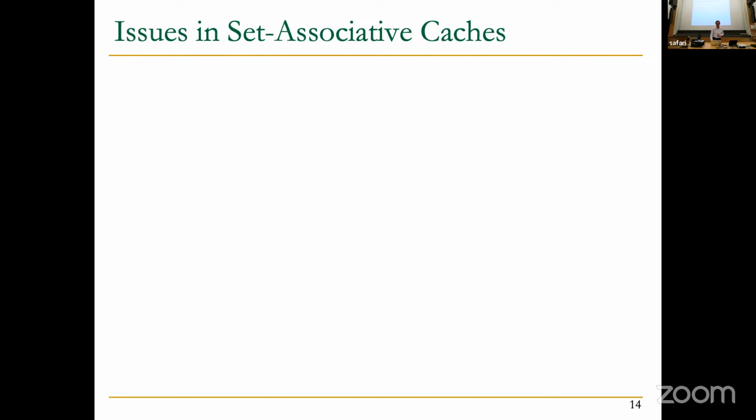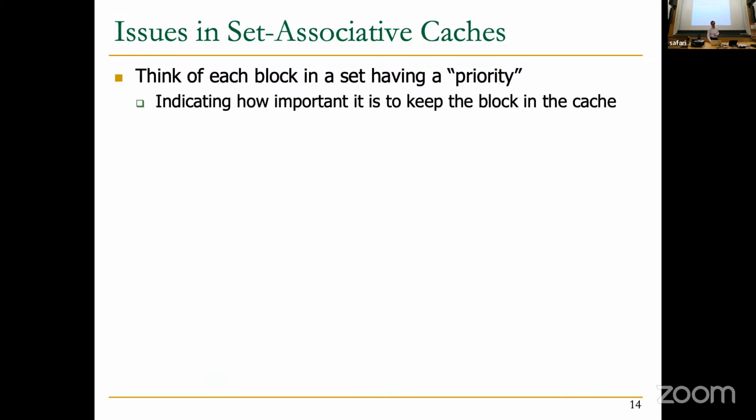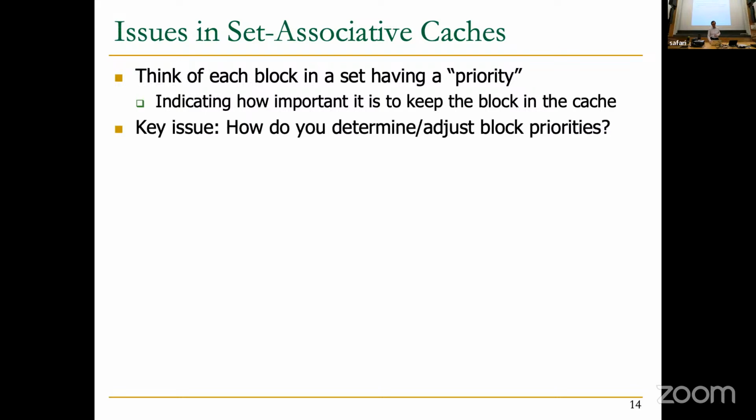I said we were going to talk about issues in associative caches. But let me give you a framework of what we're going to talk about for some time. And we're going to talk about a lot of other design decisions in caching as well. Basically, when you bring a block and when you access a block, you can think of each block in a set as having a priority. Priority is the importance of the cache block, let's say. How important is it to keep the block in the cache? We're going to talk about what that means later on.